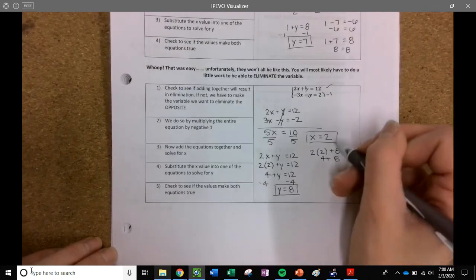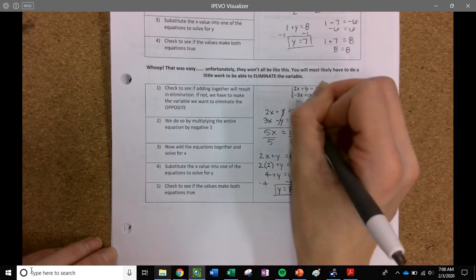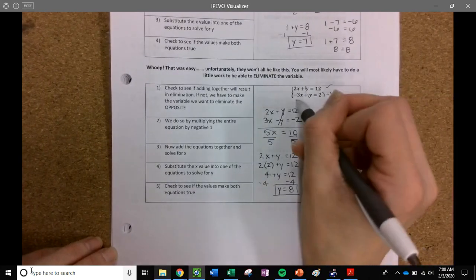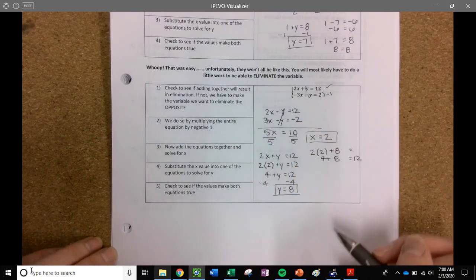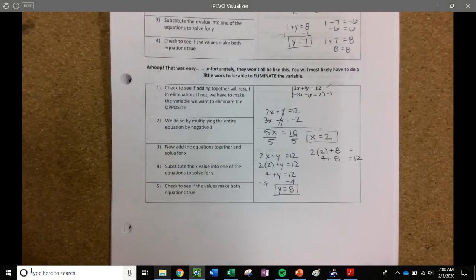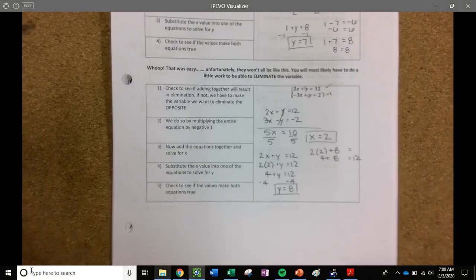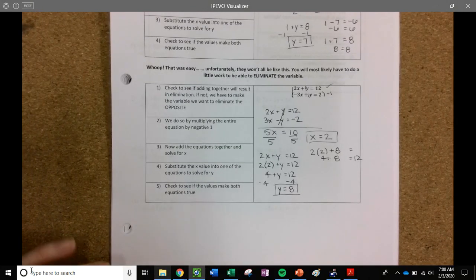That one works. And when you plug them back in, like I said before, you can plug it back into the original equation if you want to, or if you want to plug it into the manipulated version, you can do that as well. They both have the same value. We didn't change the value of anything, we just changed the way that the signs were distributed.